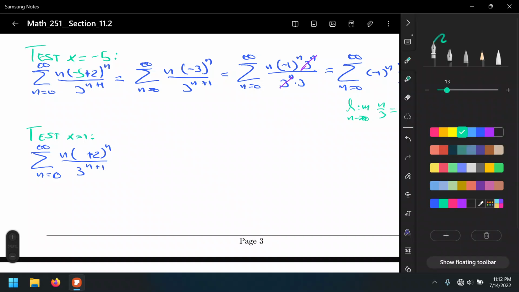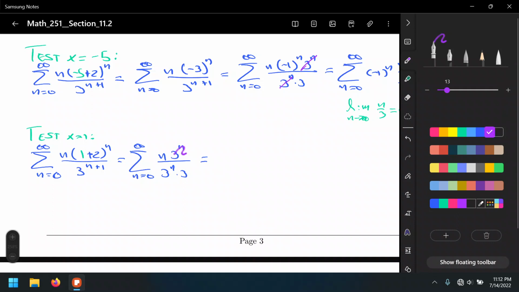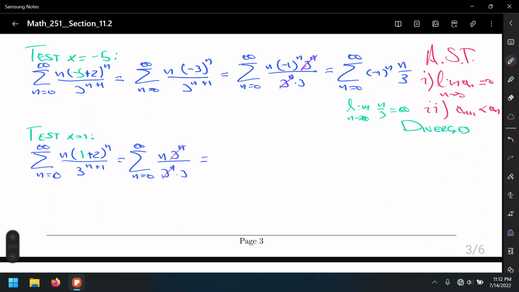Okay, let's replace x with 1, n equals 0 to infinity. So that's n times 1 plus 2, that's 3 to the n, over, okay, we can simplify this, 3 to the n times 3 to the first. And check this out. This one is going to cancel again. And also the final series is going to look similar to the previous one, except that in this case it's not alternating. It's simply n over 3.